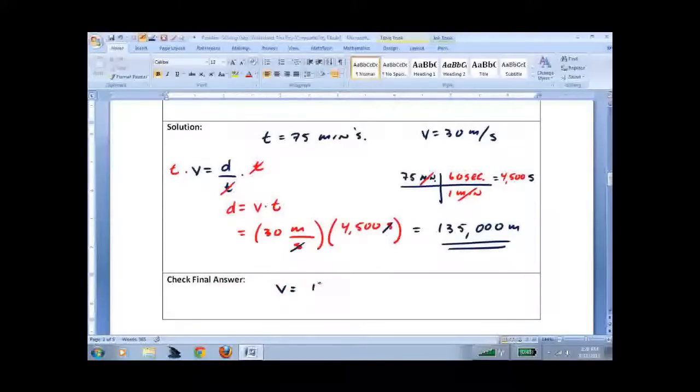Velocity equals 135,000 meters divided by 4,500 seconds. And you can check this a few different ways. This is the way I've decided to check it.